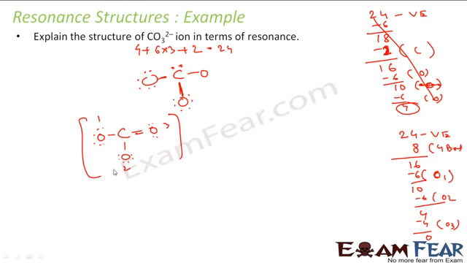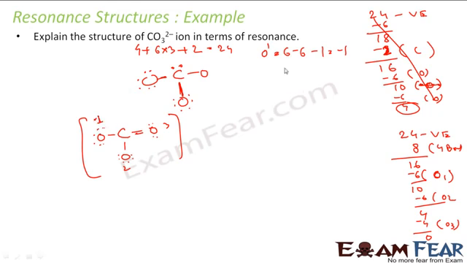But let's talk about the charge now. Charge for this oxygen will be how much? Oxygen 1 I'm talking about. 6 is the natural value it has. Minus 1, 2, 3, 4, 5, 6 lone pair electrons. Minus 1 bond. It is minus 1. So there is a minus 1 charge here.